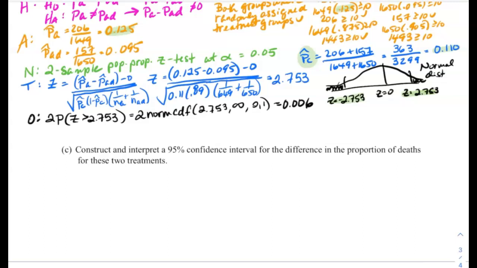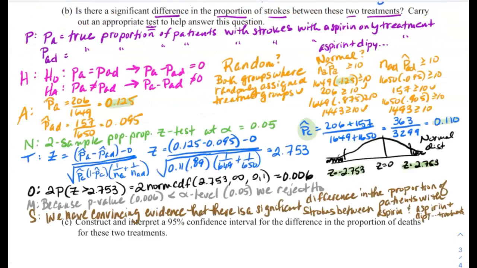Or you could add them up separately, and you could do one probability of z is greater than 2.753 plus the probability that z is less than negative 2.753 and add them together. In either case, we get a probability of 0.006. So we're on to make a decision and summary statement. Because our p-value is less than our alpha level, we reject H0.